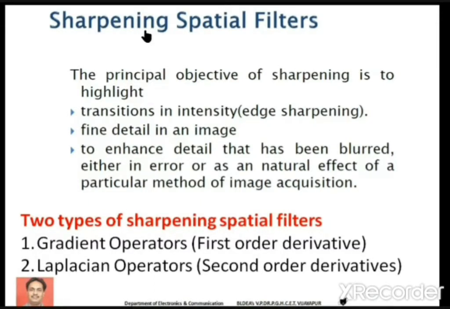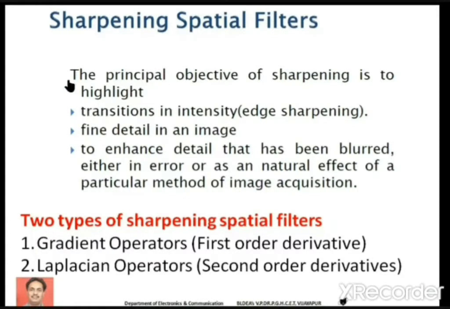In other words, when we perform the sharpening operation on the image, we are going to get the edge details of the image. To obtain the edges of the image, we can make use of the sharpening operation. And to perform this sharpening operation, we can make use of the spatial filters.